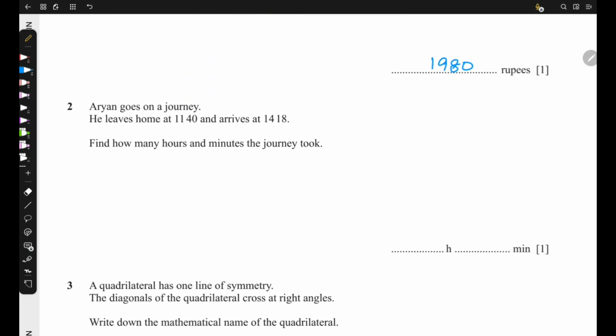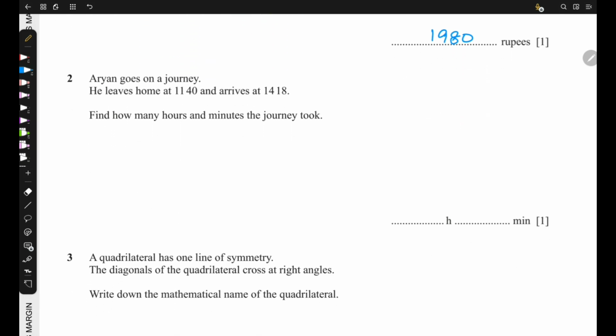Second one is Aryan goes on a journey. He leaves home at 11:40 and arrives at 14:18. Find how many hours and minutes the journey took. What I suggest is to draw a straight line like this. It will be easy for you. Let's suppose this starting time is 11:40 and this ending time is 14:18.